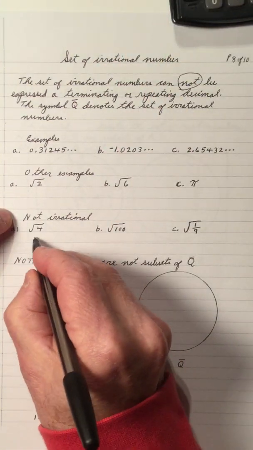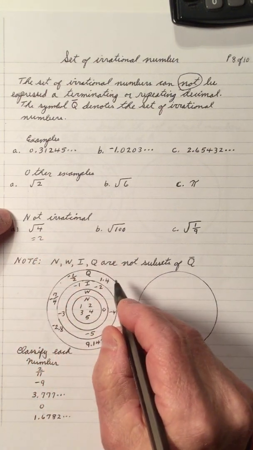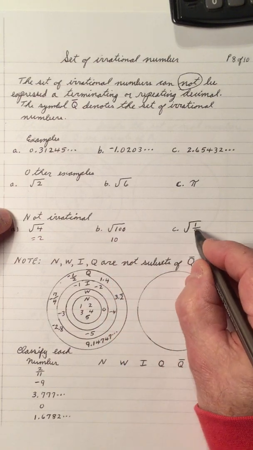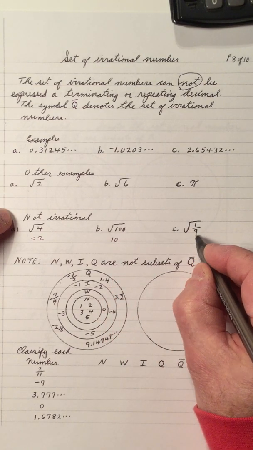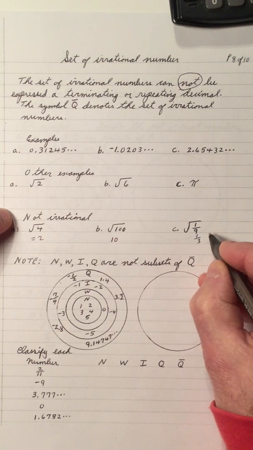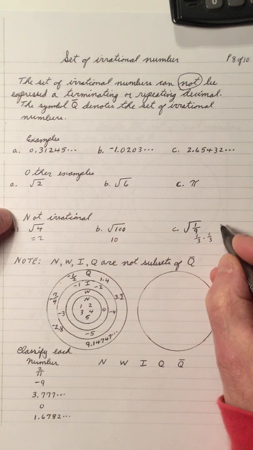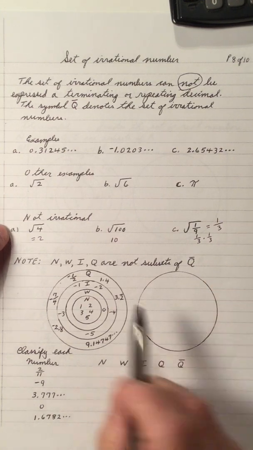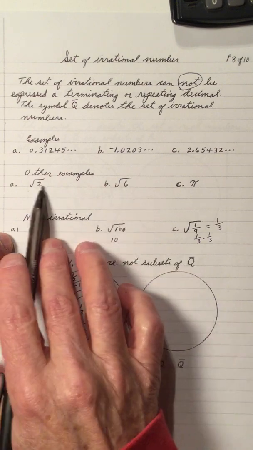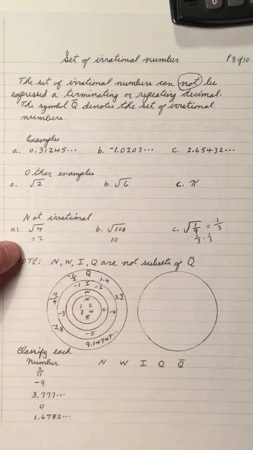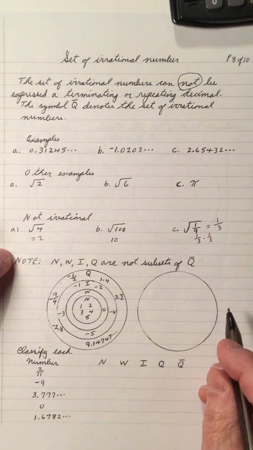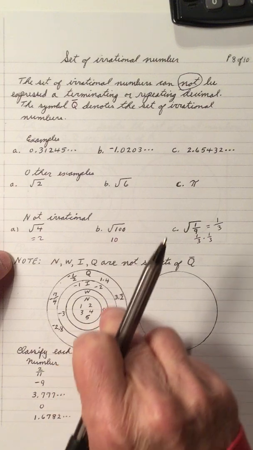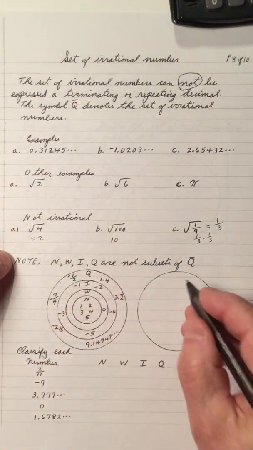But notice that the square root of 4 is 2, so that terminates. The square root of 100 is 10, that terminates. The square root of 1/9 is 1/3, because 1/3 times 1/3 gives you 1/9. So the square root of 1 is 1, the square root of 9 is 3. So even though I got a root here, this simplifies to a 2, so that's terminating. It's rational.